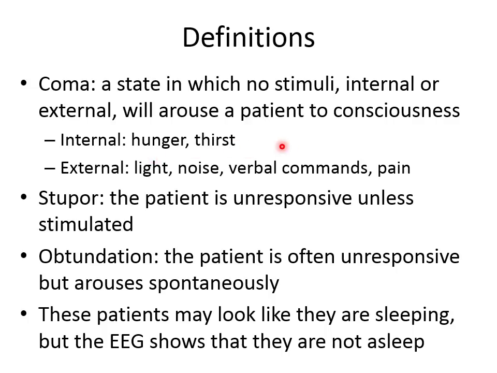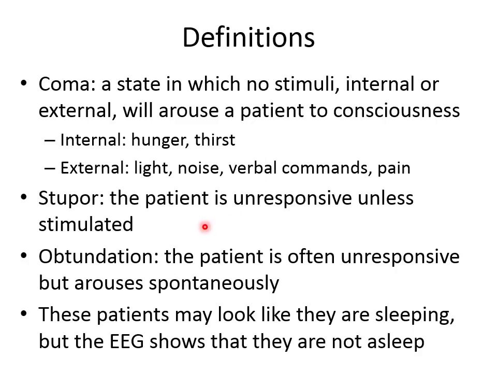Some definitions. Coma is a state in which no stimuli, whether internal or external, will arouse a patient to consciousness. Internal stimuli commonly include hunger and thirst, which activate a person normally, and external stimuli such as noise, light, verbal commands, and pain, which routinely will alert a person and bring them to consciousness.